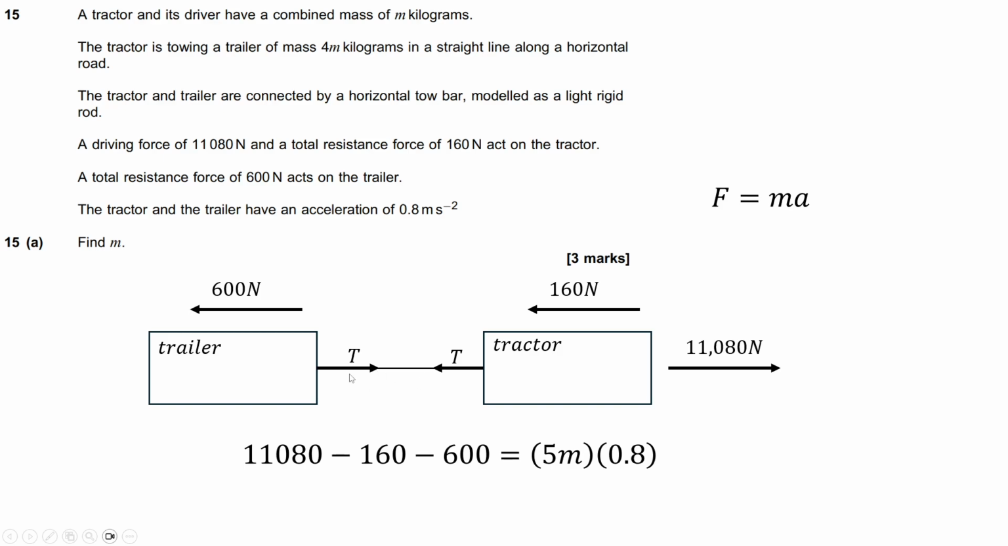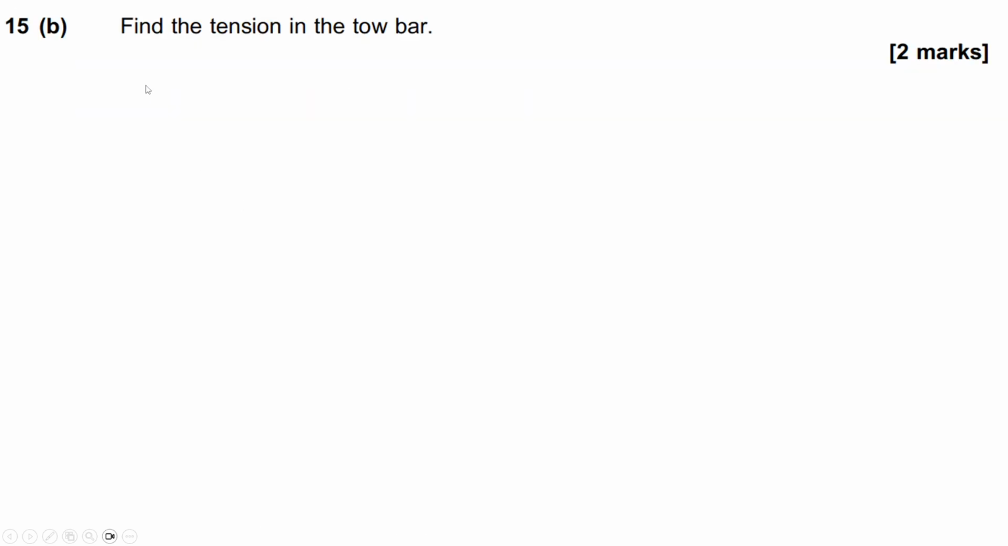So those two cancel. This has a mass of m, this has a mass 4m, so 4m plus m is 5m, and then acceleration is 0.8 for both of them. So remember, just remember that F equals ma. This F is the resultant force, so it's the total force. So it's this, take away that, take away that, take away that, but also plus that, and these two will just cancel. You'll get m is 2580.